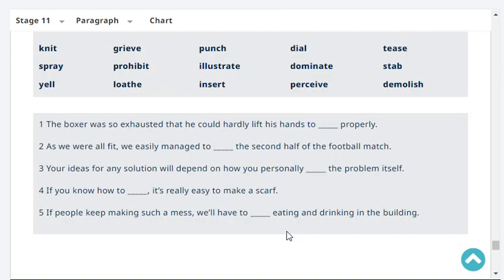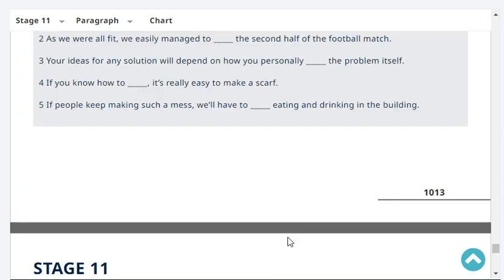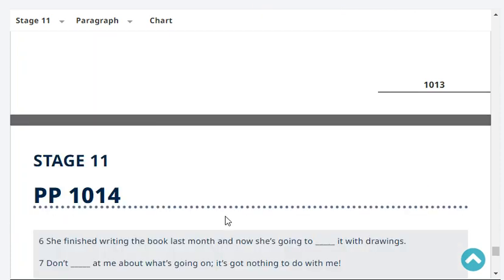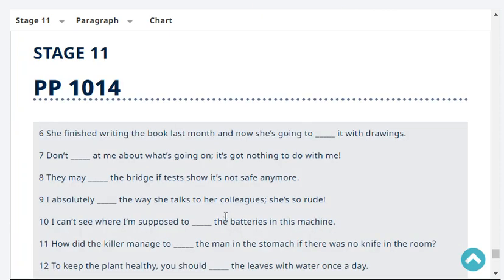Dominate. Very good. Number 3, perceive. Very good. Number 4, knit. Very good. Number 5, prohibit. Very good. Number 6, illustrate. Very good. Illustrate means to draw.